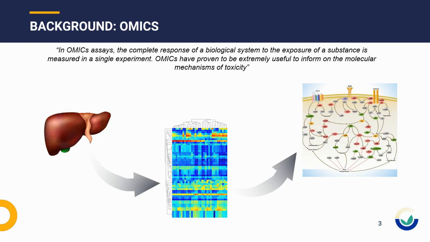One of these techniques is OMICS. In OMICS assays, the complete response of a biological system to the exposure of a substance is measured in a single experiment. These assays have already proven to be extremely useful to inform on the molecular mechanisms of toxicity. For example, you can perform a transcriptomic study on the genes expressed in an organ, in this case, the liver. From this study, the relevant pathways can be inferred using bioinformatic approaches.